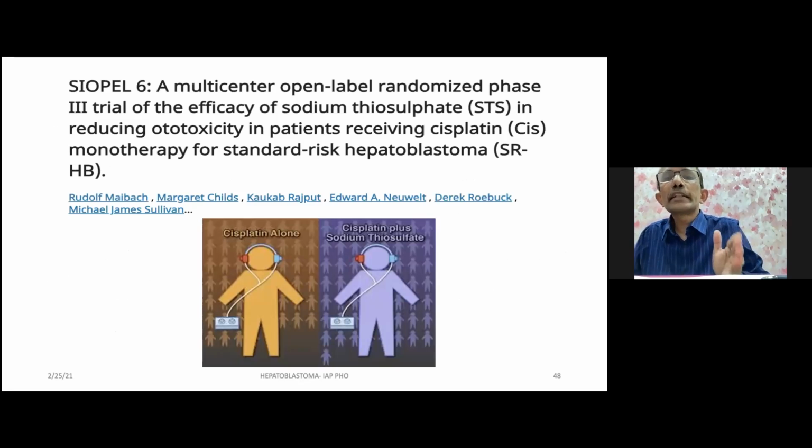SIOPEL 6 is not anything related with chemotherapy. It is related with assessing the ototoxicity. Please remember, you have to do serial audiology checkups for infants. Otherwise, you will miss a huge ototoxicity.